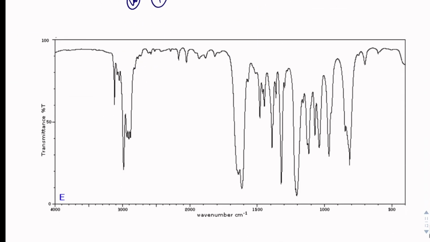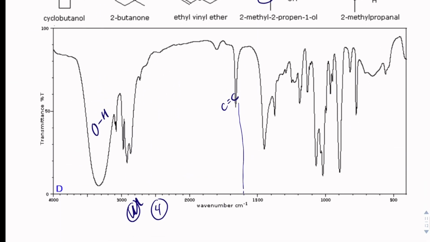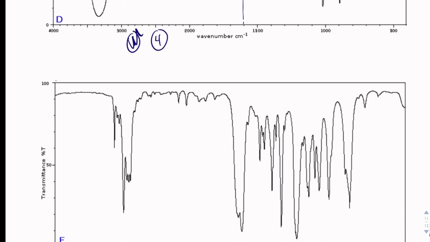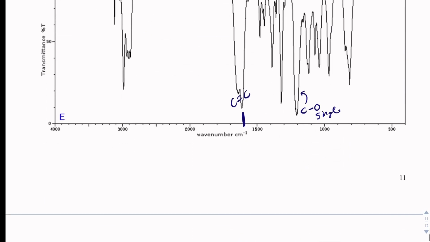Now, let's prove why E is 3. Which one have we not done? Ethyl vinyl ether, 3. We should have a C=C, absolutely. We have something happening around 1600. And then here, even though it's kind of hard to tell, look at all the noise throughout here, I think this peak, the one right here, is a C-O single. So this is compound 3.